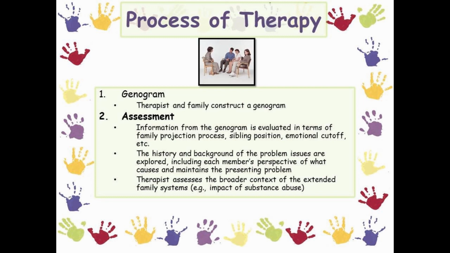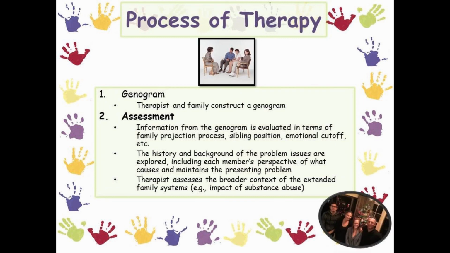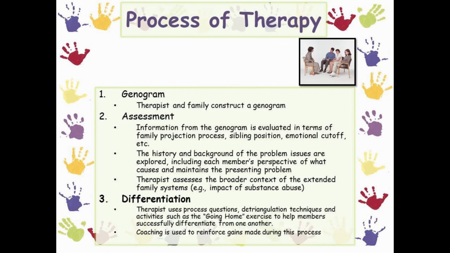The history of the relational problem issues are explored, and the therapist assesses the broader context of the extended family systems. Finally, the therapist uses techniques we've discussed in order to help family members navigate the differentiation process. Interventions such as the going home exercise and coaching are used to help members move towards individuation and away from fusion and other maladaptive relational patterns.